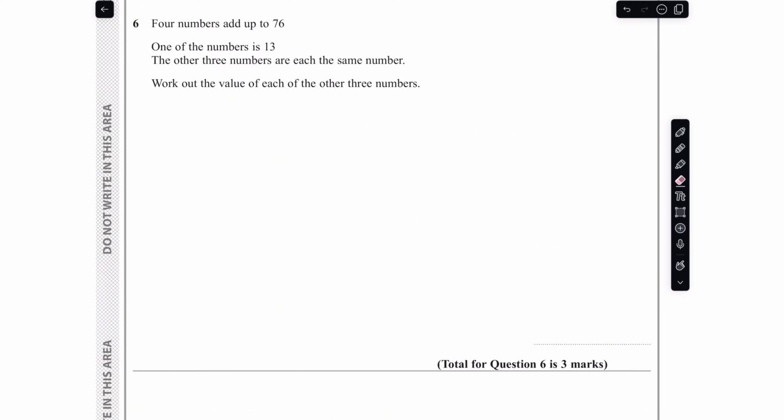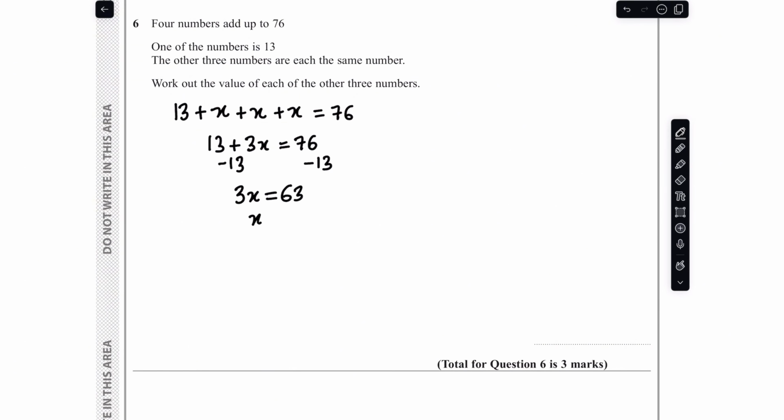So for our unknown number, I'm going to denote that as x. So in this case, we have 13 plus x plus x plus x, and that equals 76. So I have 13 plus 3x, and that equals 76. Therefore, I'm going to subtract 13 from both sides. And so 3x equals 76 minus 13, which is 63. Therefore, x equals 63 divided by 3, and that gives me 21. So my final answer is 21.